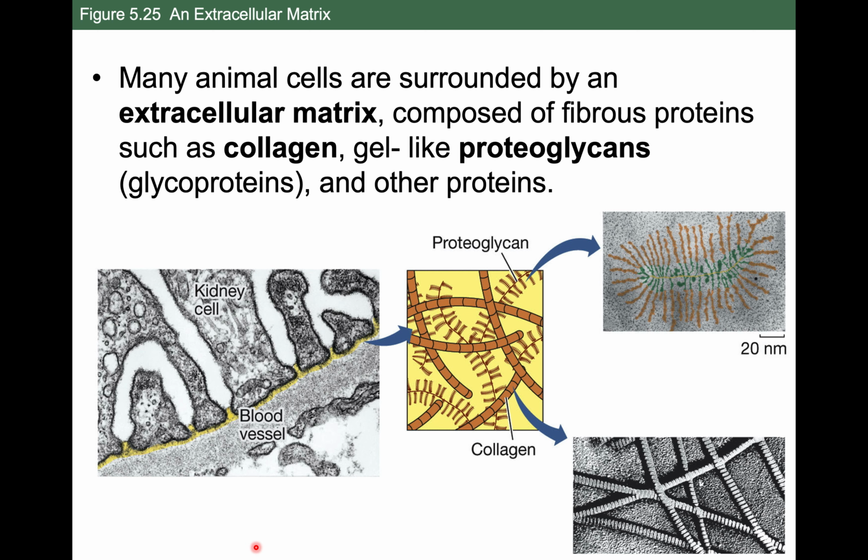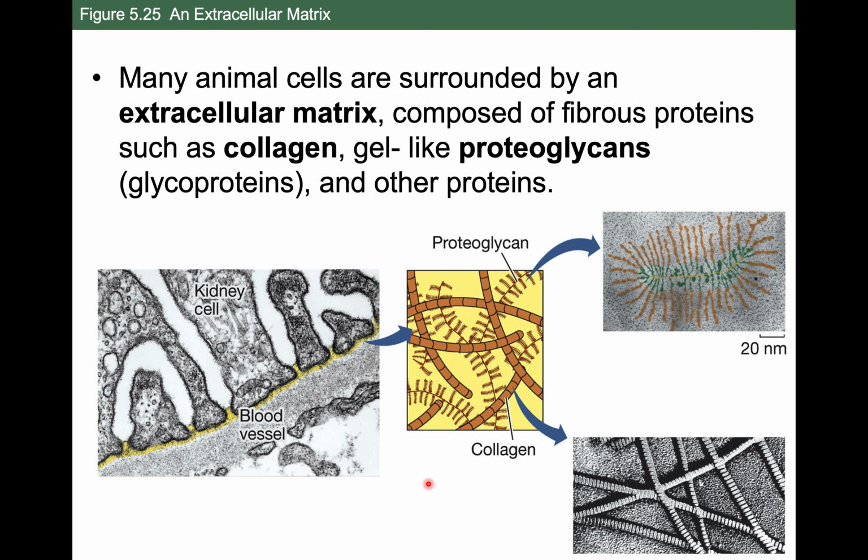Now, what about animal cells? Animal cells don't have cell walls, but they do have what's called the extracellular matrix, which I think it's fair to think of as sort of the light version of a cell wall. So the extracellular matrix is also very fibrous, so it's got proteins like collagen, things like proteoglycans that are sort of dense and fibrous, just not quite as dense as the cellulose fibers you find in a plant cell wall. But you can actually see some pictures here of what that might look like.